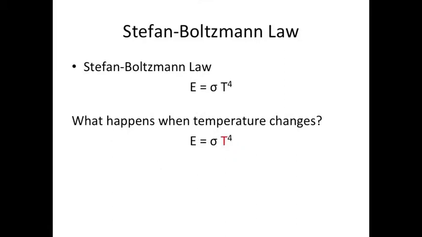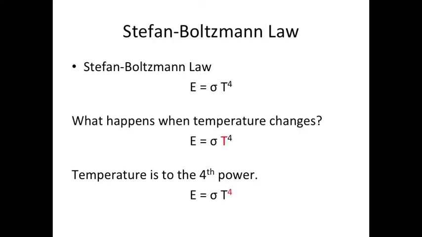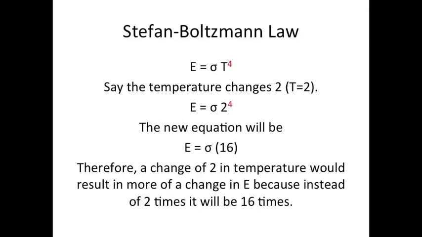Taking the Stefan-Boltzmann law into account, what happens when the temperature changes? Keep in mind that the temperature is to the fourth power. Using this information, say the temperature changes by 2, so T equals 2. Once you plug in 2, 2 to the fourth is 16. So your new equation would be E equals the constant times 16. Therefore, a change of 2 in temperature would result in more of a change in E, because instead of 2 times, it would be 16 times due to the fourth power.